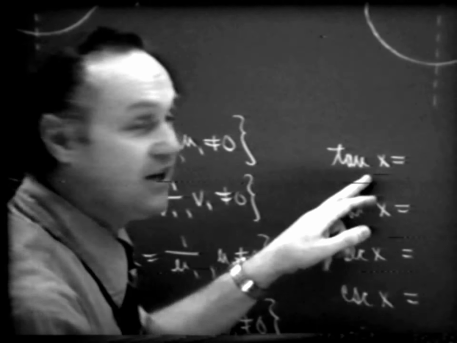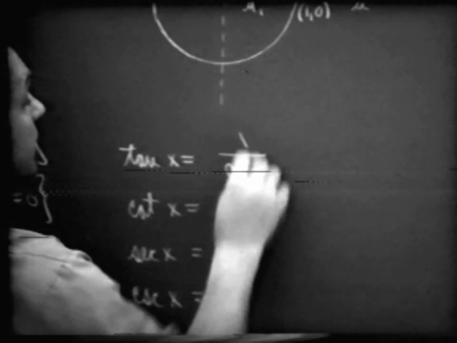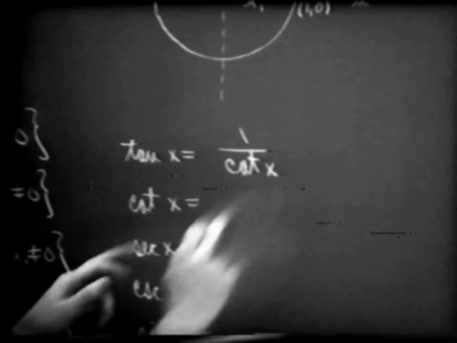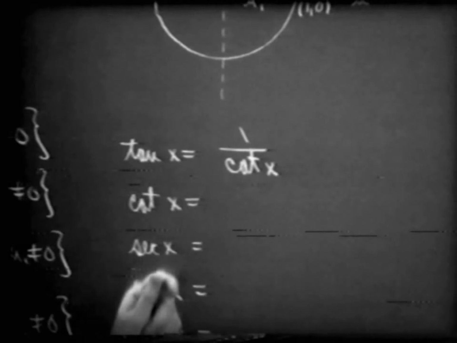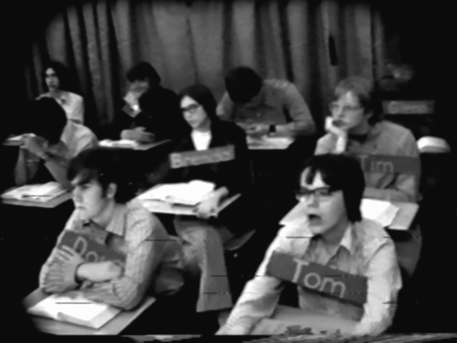But we may say that the tangent of x is equal to what? And Dick? 1 over the cotangent of x. Similarly, the cotangent of x you would like to say is equal to, Doug? 1 over the tangent of x.